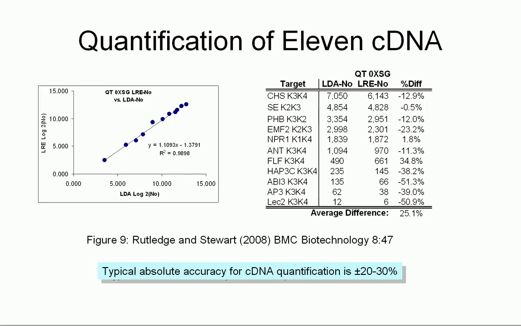This last dataset was taken from Figure 9 of our BMC Biotechnology article, in which 11 cDNA targets were quantified using both LRE and LDA. This provides additional evidence for the level of absolute accuracy that can be achieved, which for our cDNA targets is typically in the range of plus or minus 20 to 30%.